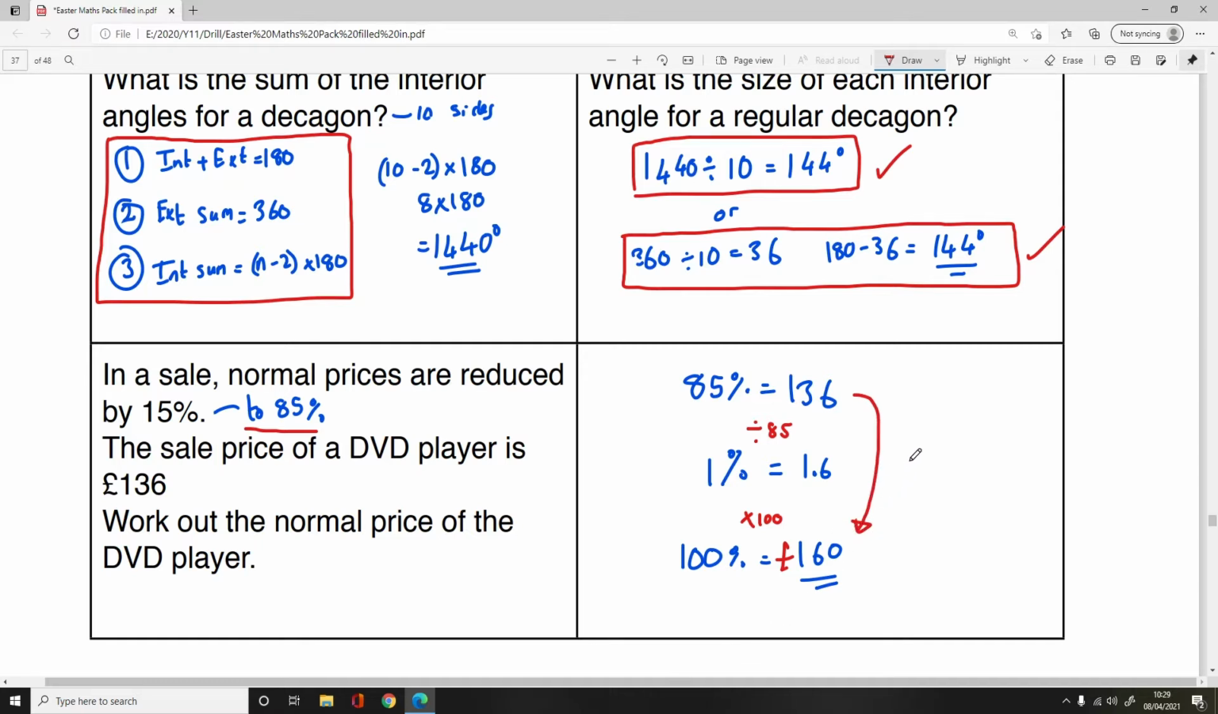Another way you can do it is you can think, well, the multiplier for a 15% decrease is 0.85, and if I want to work backwards, I could divide by it. So you could get straight from 136 to 160 by dividing by 0.85. Either way, works out. Cool.